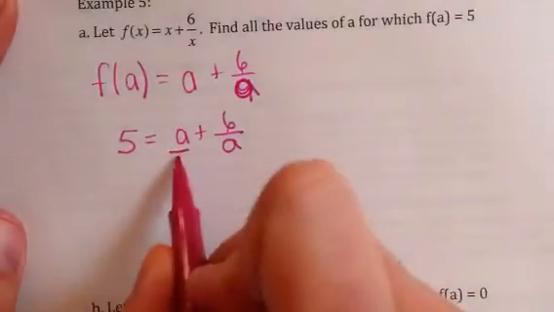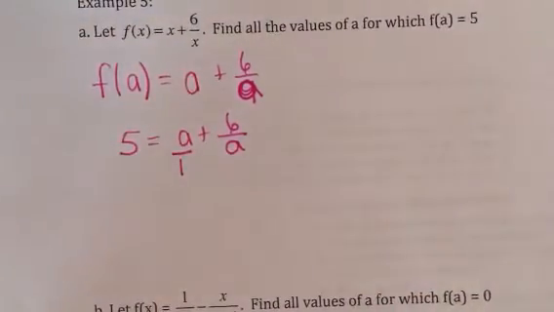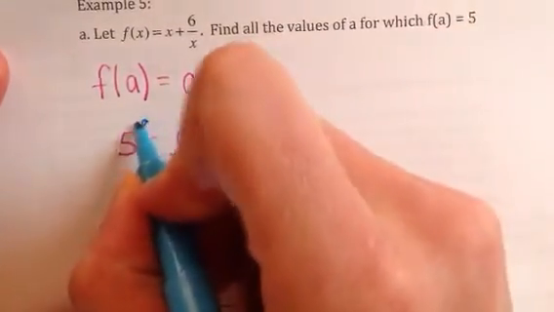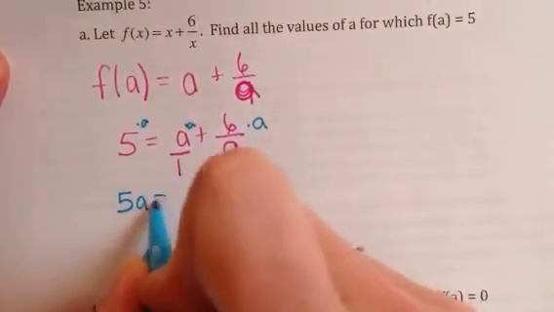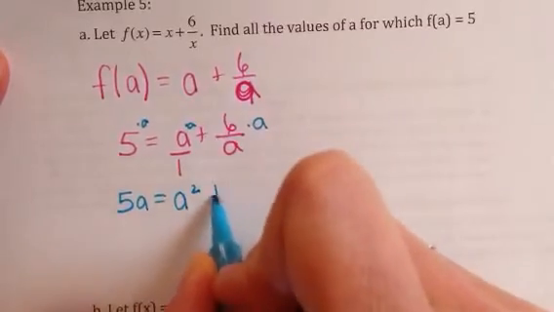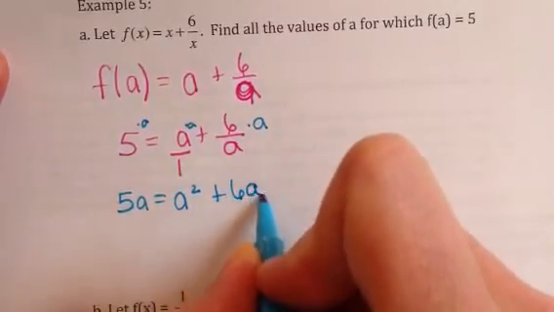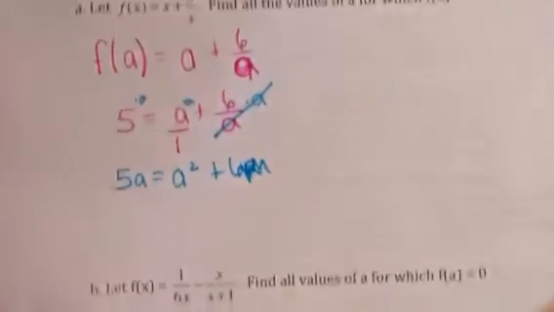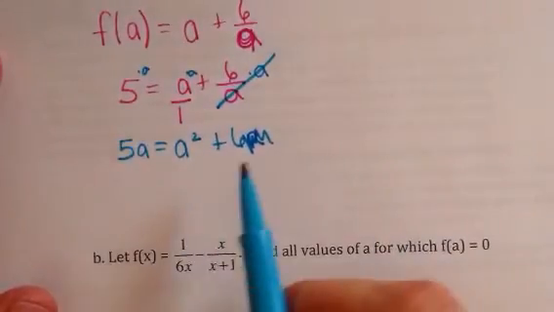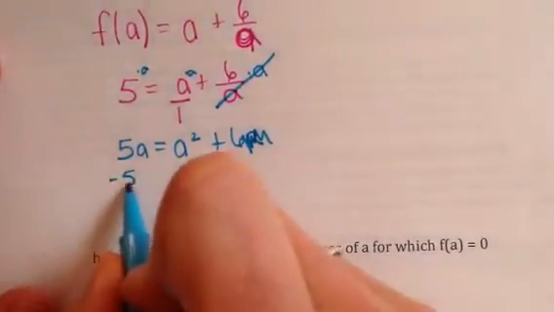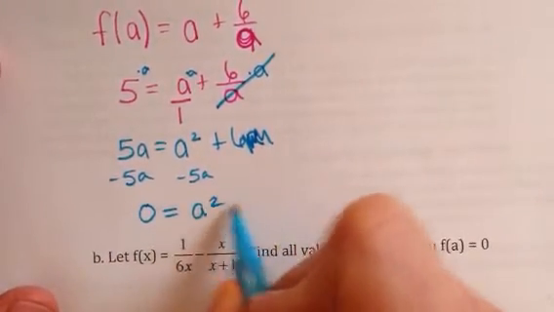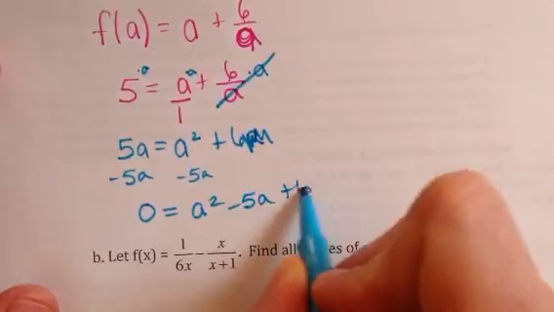Again, we want to clear out our denominator, so our LCD is going to be a. So we're going to times every term by a. So we're going to have 5a equaling a squared plus 6, since a times 6 over a cancels out, so it would just be 6. So you should start seeing a trinomial, so we need to get one side equal to 0, so we're going to minus 5a over. 0 equals a squared minus 5a plus 6.